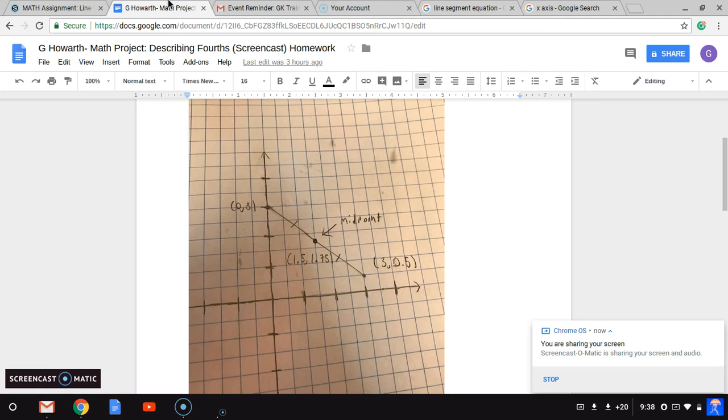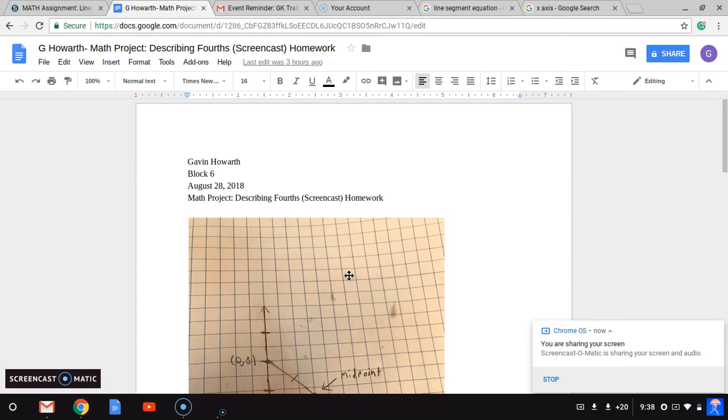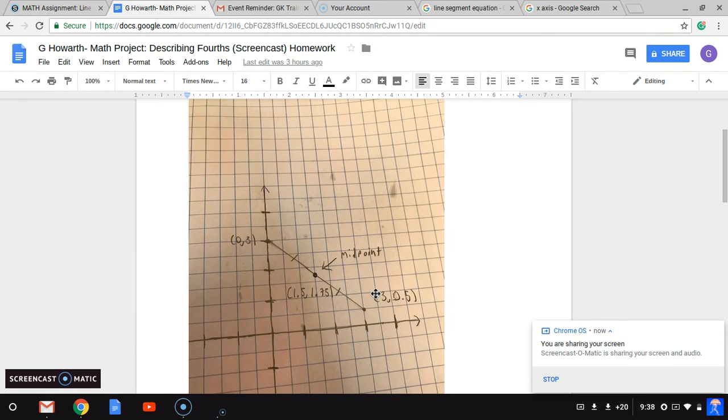Okay, so this is the describing fourths screencast. This graph right here shows a line segment divided into fourths. The line segment ends at the endpoints, right here. The middle of the line segment is the midpoint.